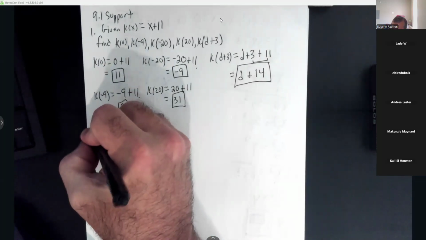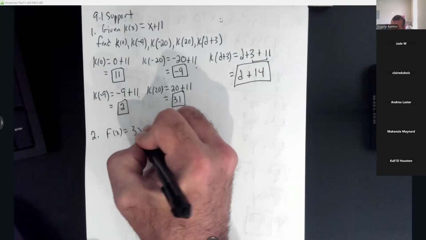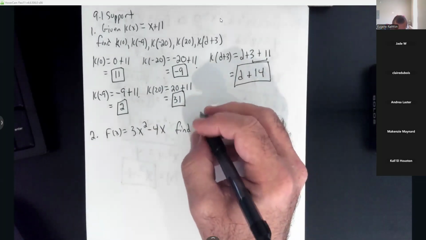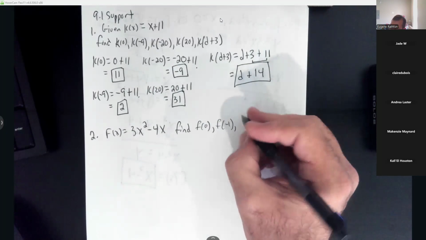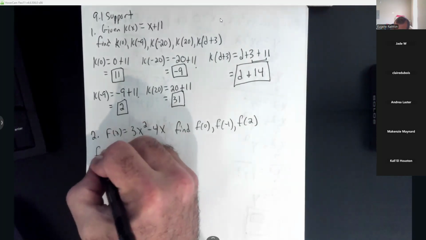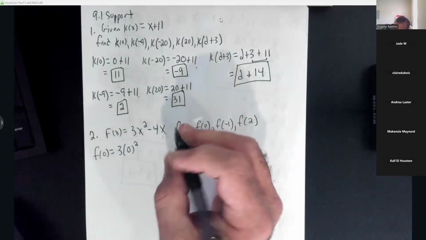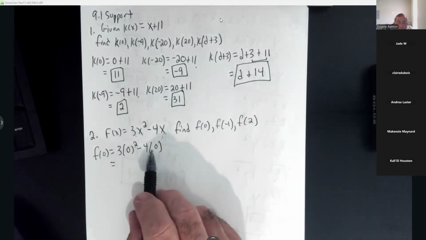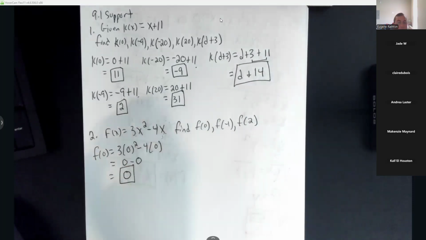All right, y'all, for the second one in 9-1 support, they're giving me f of x equals 3x squared minus 4x. I'm going to find f of 0, f of negative 1, and then f of 2. So let me start with f of 0. I'm going to put 0 in for both x's. So I got 3 times 0 squared minus 4 times 0. Well, that's a big 0. So I get 0 minus 0, which is a big 0.